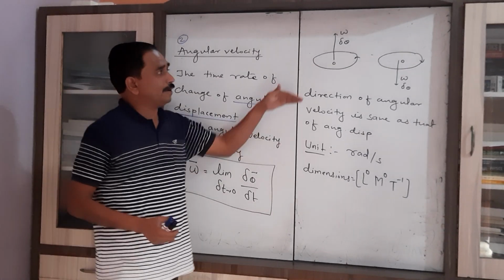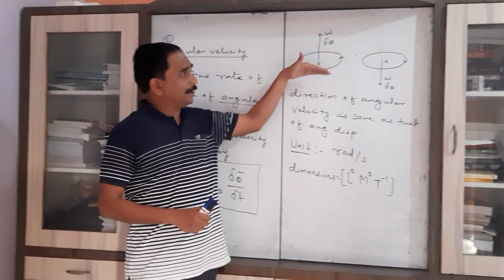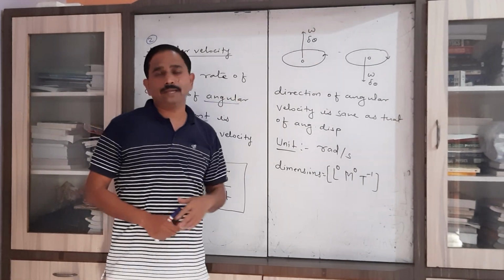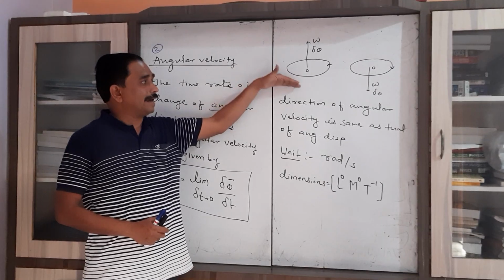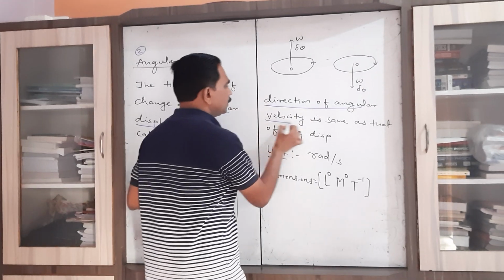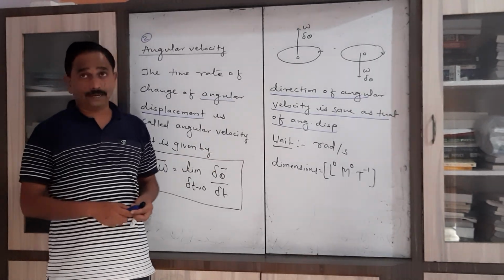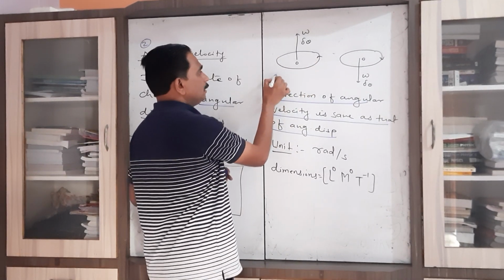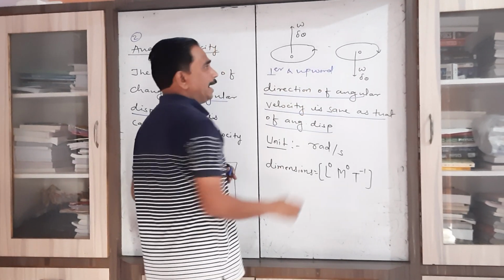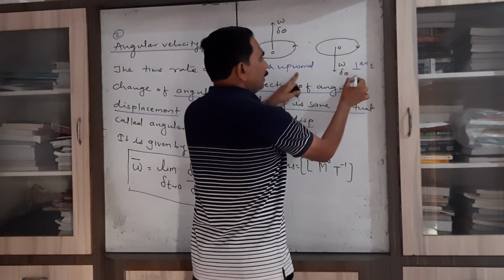Now again we have to consider the direction of angular velocity. The direction of angular velocity can also be found by considering the same rules, the right hand thumb rule as well as the right hand screw rule. Keep in mind the direction of angular velocity is the same as the direction of angular displacement. It means for anti-clockwise motion it is perpendicular and upward, and for clockwise motion it is perpendicular and vertically downward.